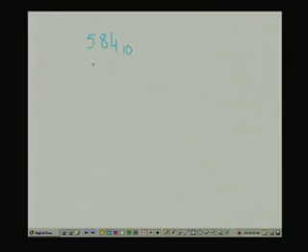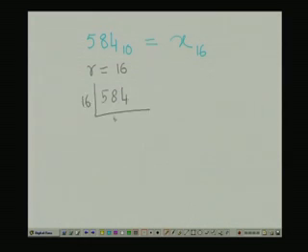If I want to convert this to a hexadecimal number, we know we have to divide it by the radix, and here the radix is 16. So we divide 584 by 16, the quotient will be 36 and the remainder is 8.